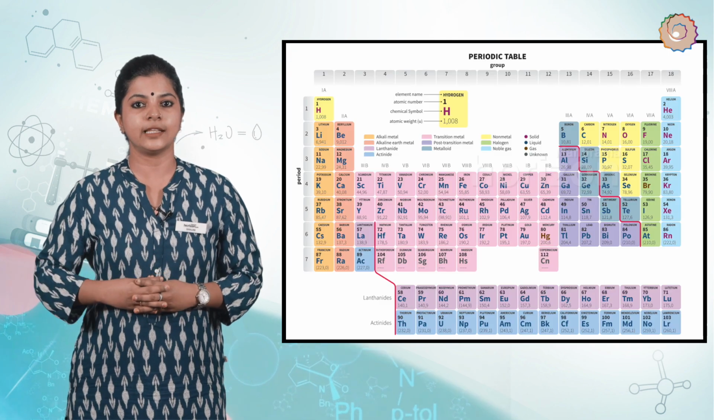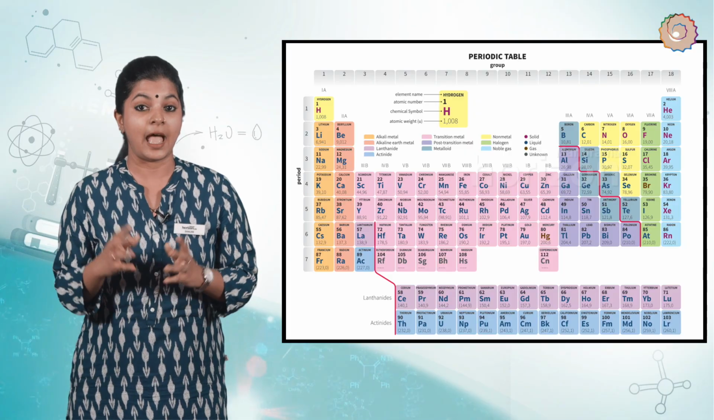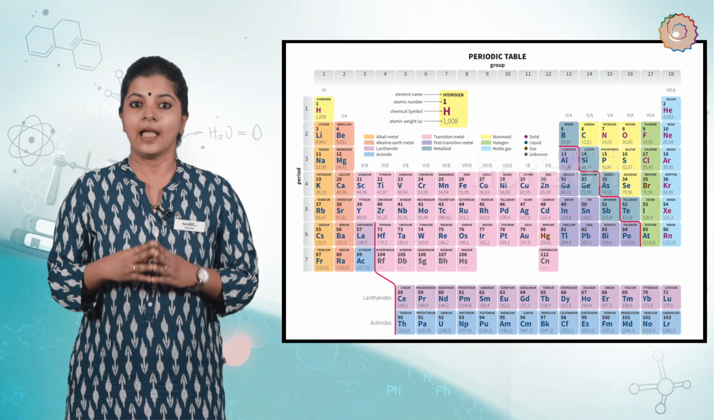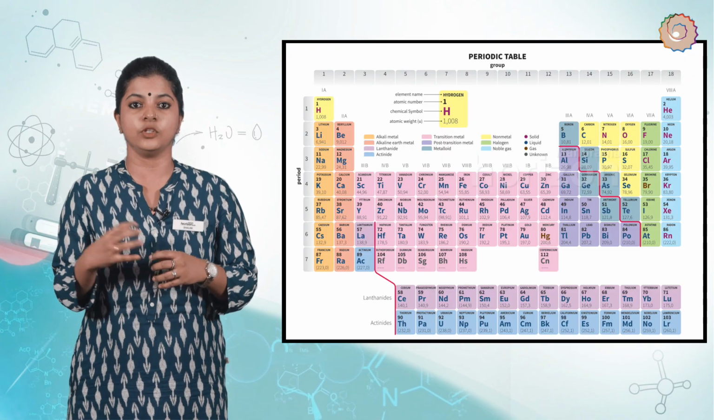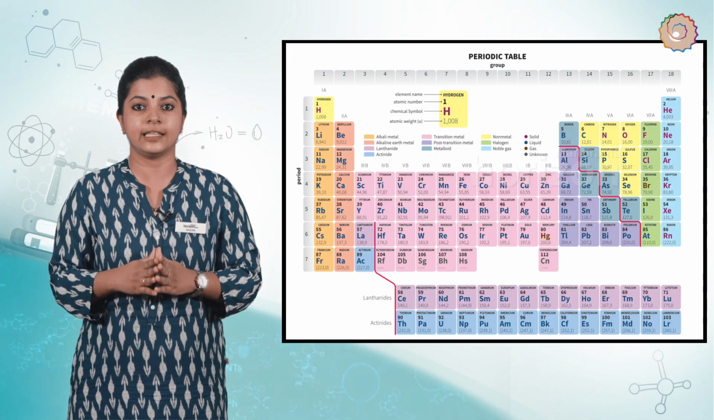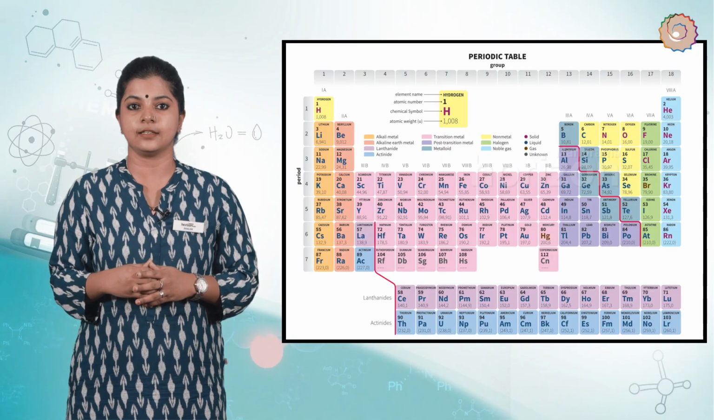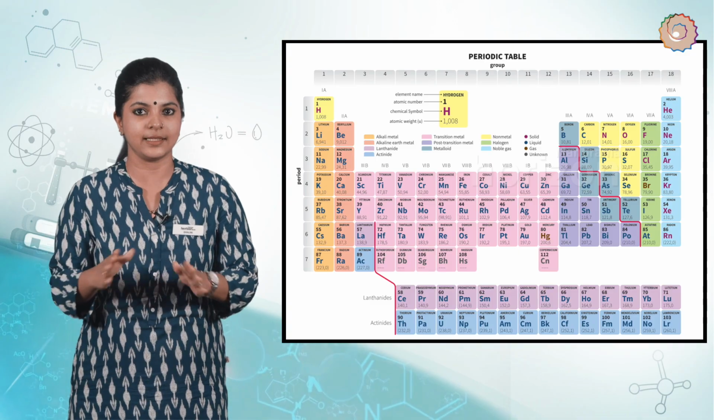The modern periodic table has 18 vertical columns known as groups and 7 horizontal rows known as periods. Elements present in the same period have the same number of shells, which is equal to the period number. On moving from left to right in a given period, the number of electrons in the valence shell increases from 1 to 8, while the number of shells remains the same.